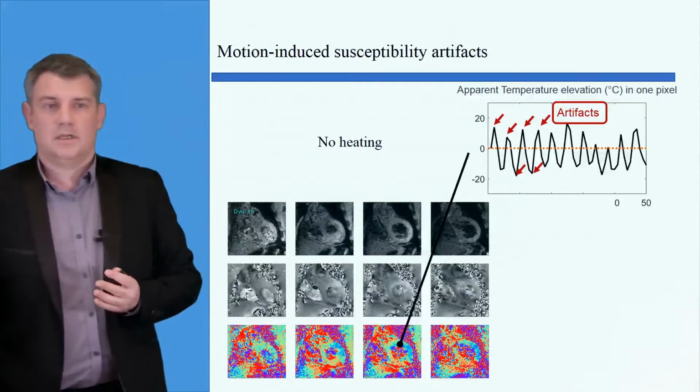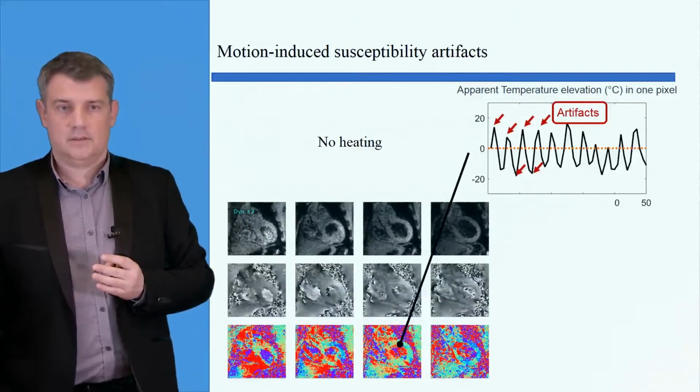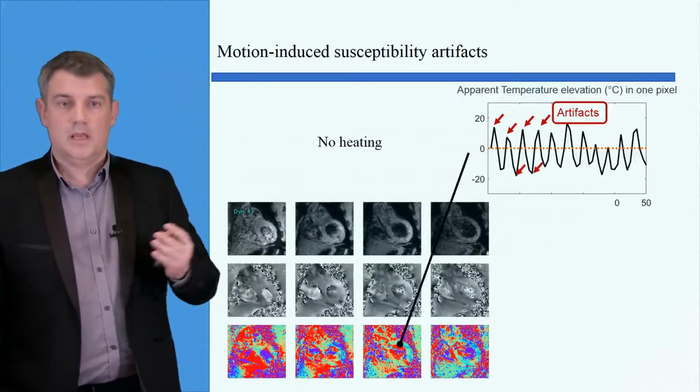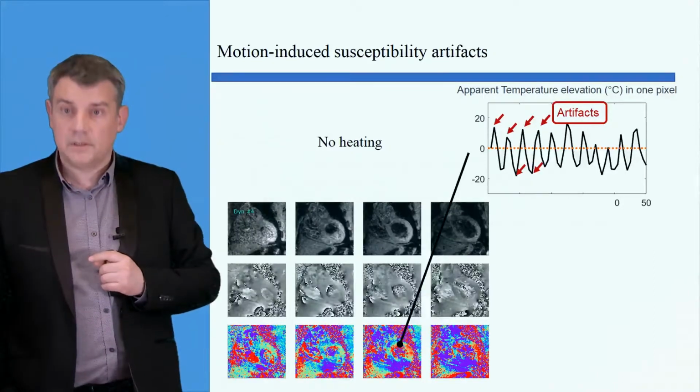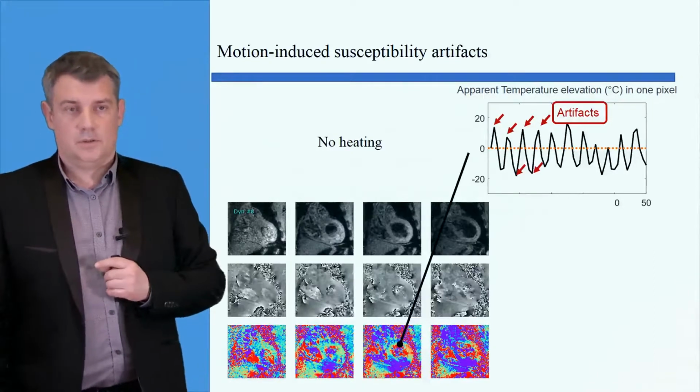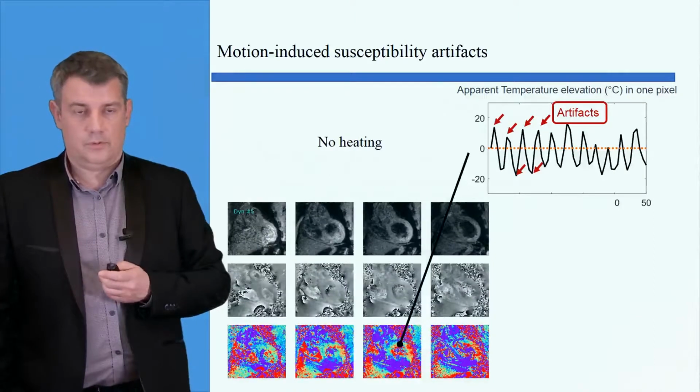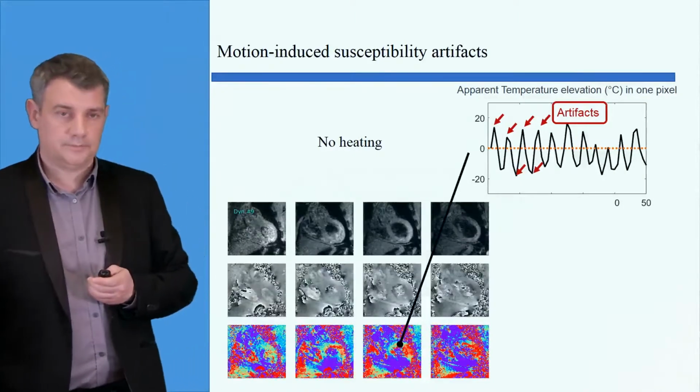And if you're using this technique without any additional correction, it's not really useful to make a thermometry because then you have an amplitude variation of more than 10 degrees. So there is no real added value of making a thermometry.